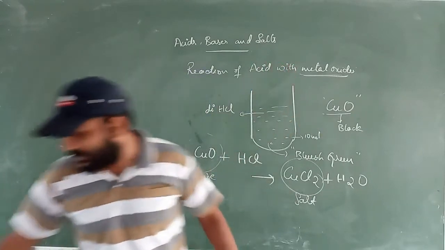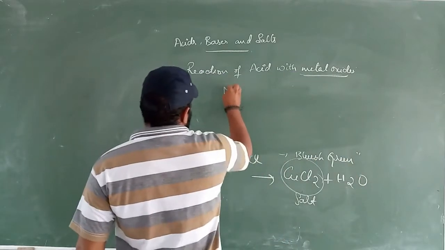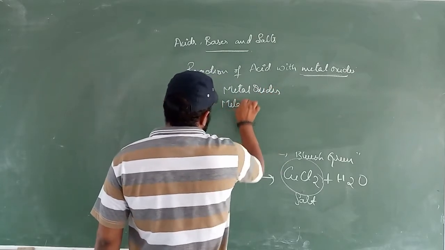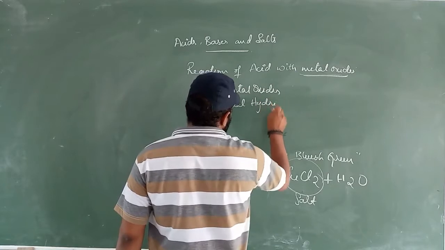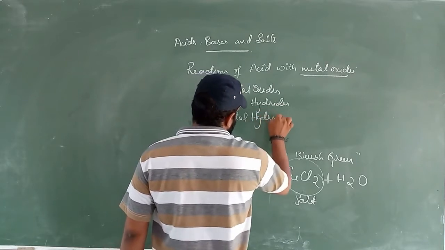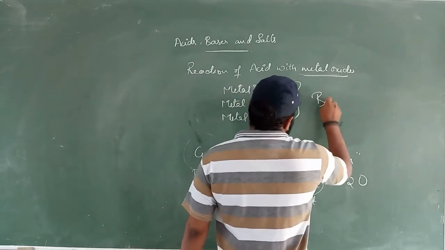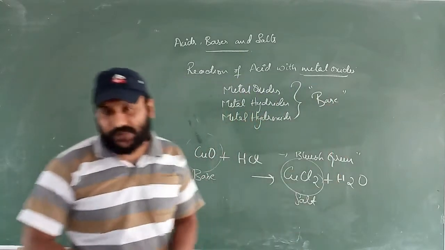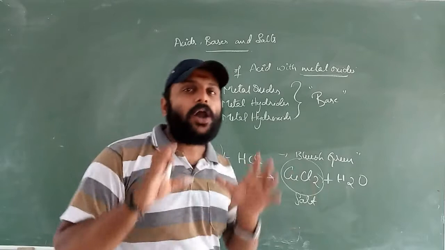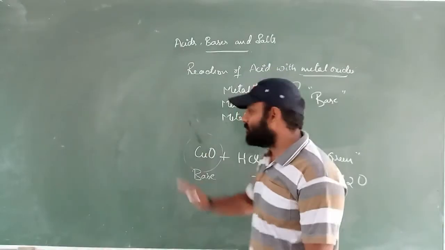From this we can say that all metal oxides act as bases. Not only metal oxides, we can say metal oxides, metal hydrides, and metal hydroxides. All these three types of compounds will act as bases. Understood? From this example we came to know that all metal oxides, all metal hydrides, and all metal hydroxides will act as bases. Understood, everyone? Let's see the next one.